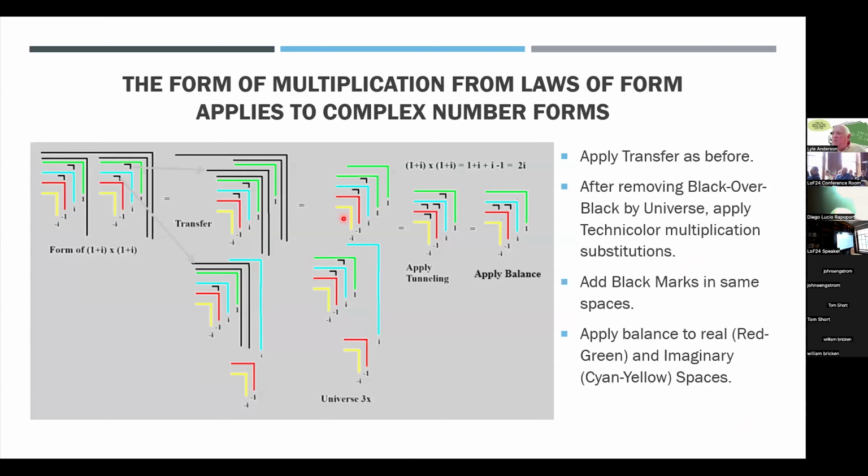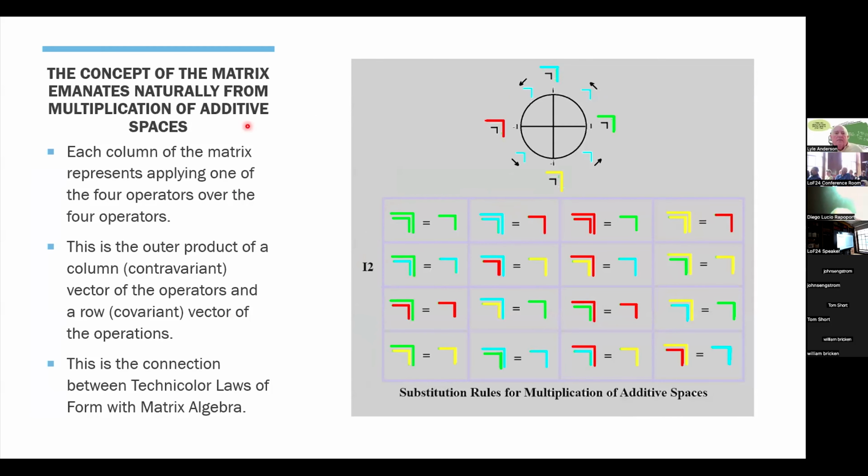And this is the multiplication. It turns out that the standard laws of form rule for multiplication works out just fine. And we get a process where a blue over green gets to blue, and this blue over blue goes to red. So you get things working out. Then, when we look at this thing, the idea of a matrix pops out of the laws of form in Technicolor.